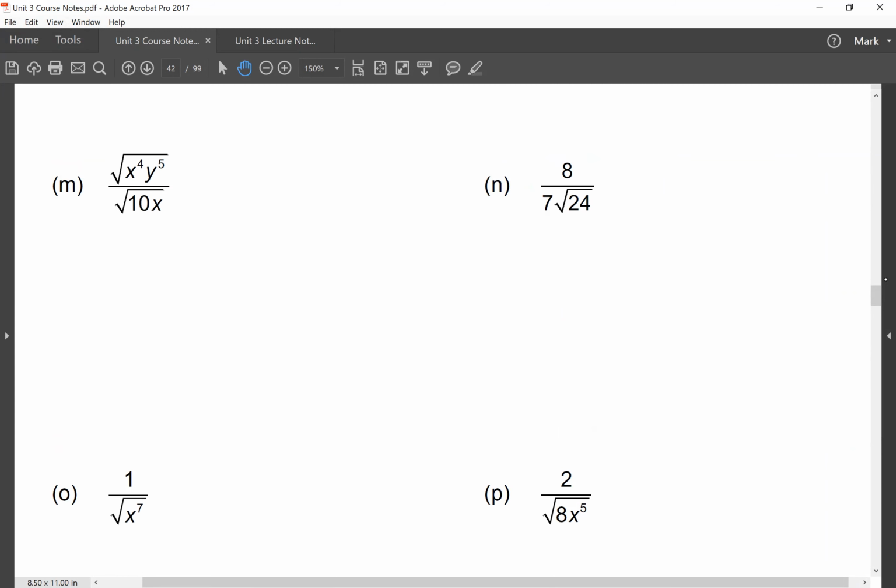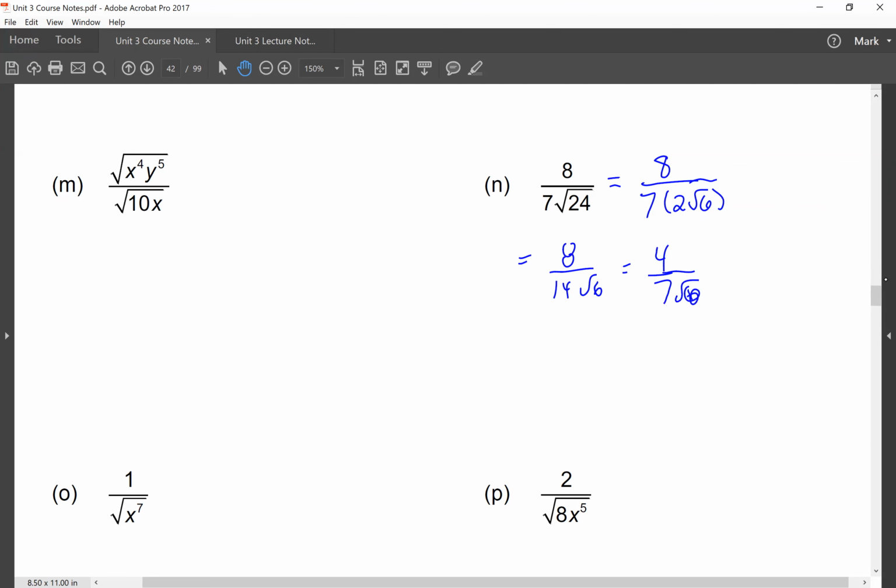Okay, so N. I want to get rid of this root 24. Well, that's easy. Well, actually, first, let's see if I can simplify root 24. Before I do anything, I should try and simplify it. Root 24 is the same as 2 root 6. So now that it's a little simplified, I've got 8 over 14 root 6. I can still keep simplifying this because I can reduce 8 over 14 to 4 over 7 root 6.